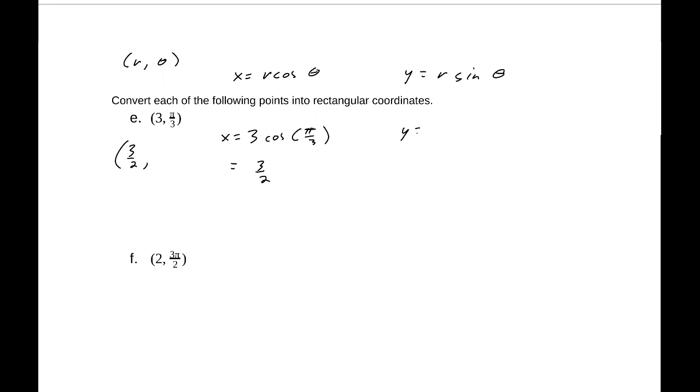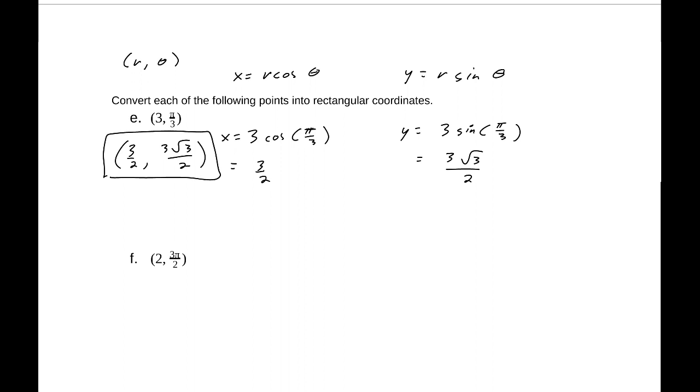And then y is going to be r times sine of pi over 3. So that will be 3 root 3 over 2. So 3 root 3 over 2. And there's our rectangular coordinate from our polar.